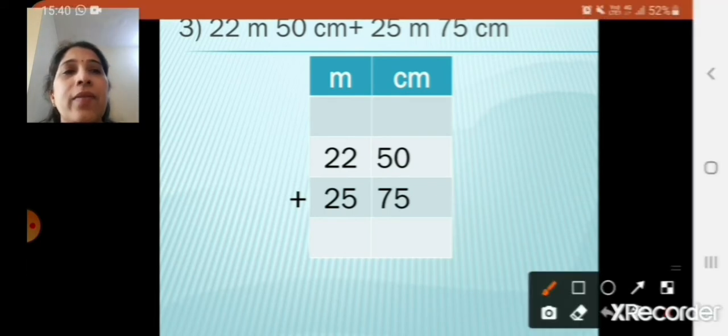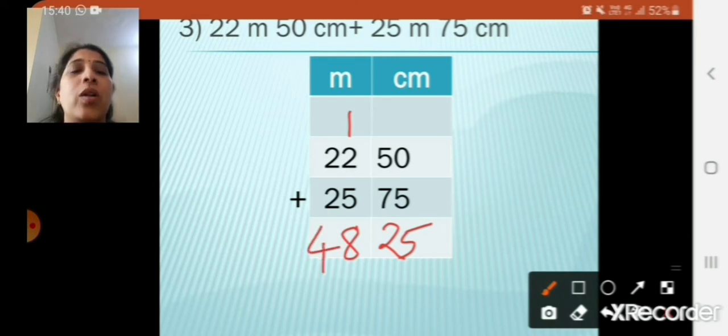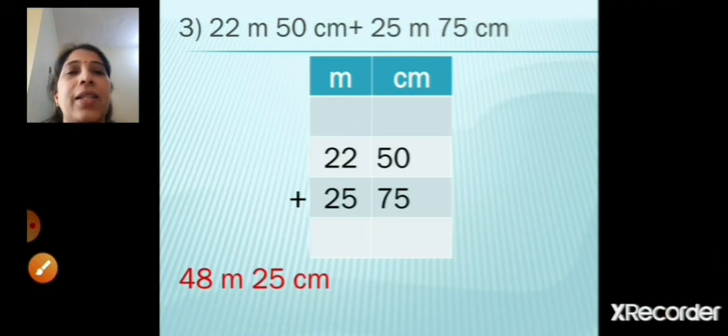Now let's carry out addition, right? 0 plus 5 is 5. 5 plus 7 is 12. So 2 written down, 1 carried over in meters column. 1 plus 2 is 3, and 3 plus 5 is 8. 2 plus 2 is 4. So what answer you got? 48 meter 25 centimeter. So your final answer will be 48 meter 25 centimeter. Let's move to the fourth one.